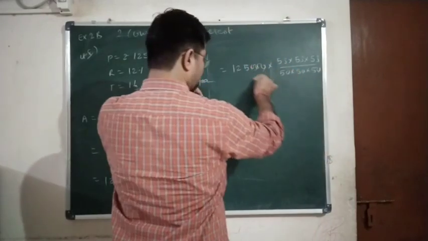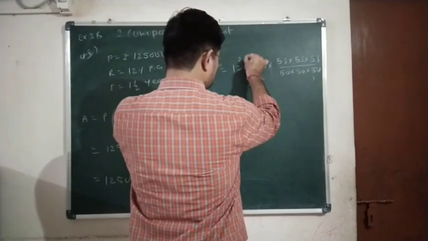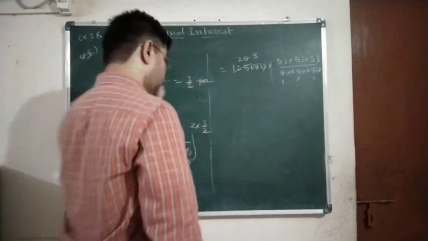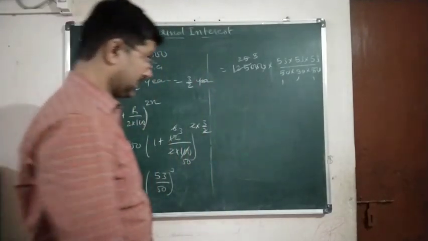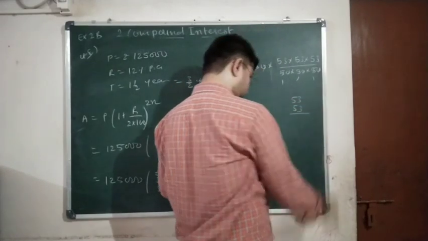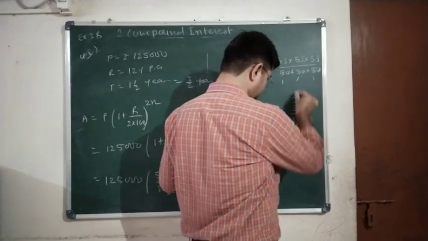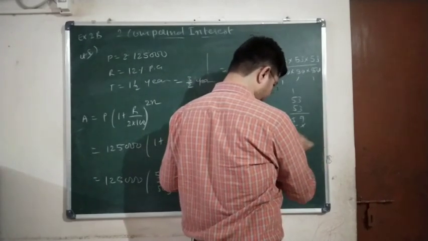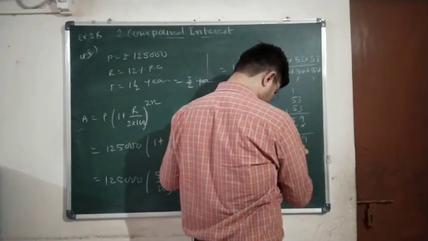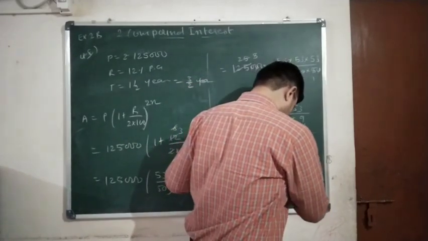These 3 zeros, 5 5s are 25, 5s are 125, 5 5s are and 5 1s are. So 53 cube will be our answer amount. So let us find out 53 into 53 first. Okay, 3 3s are 9, 3 5s are 15, 5 3s are 15, 5 5s are 25. 2709 again multiplied by 53.